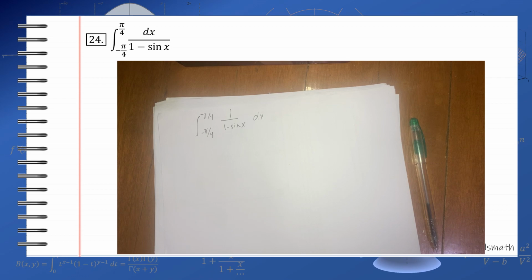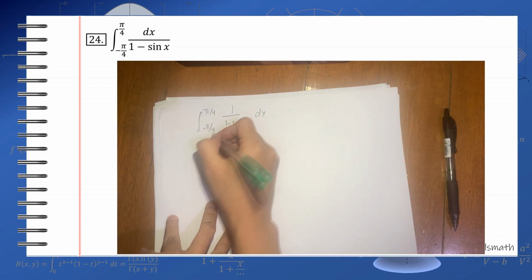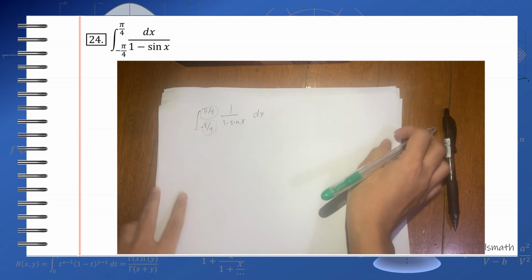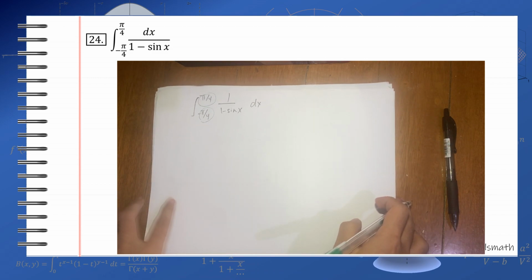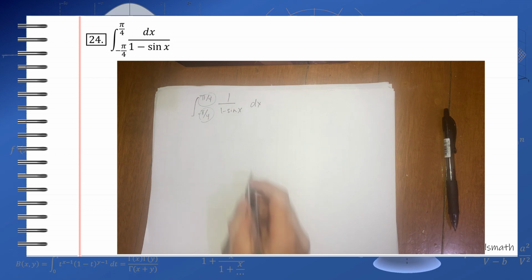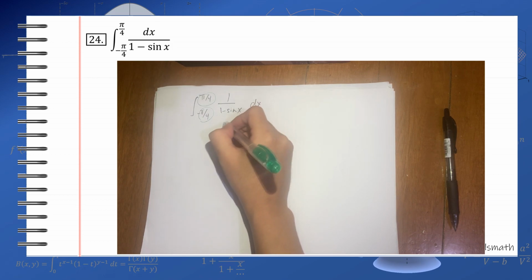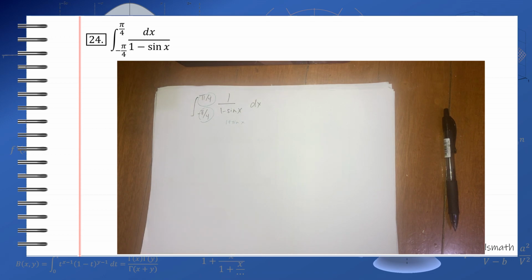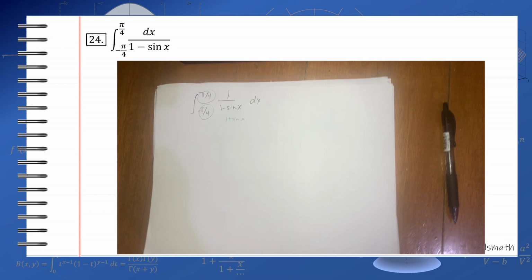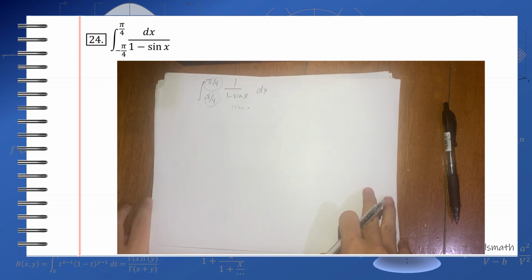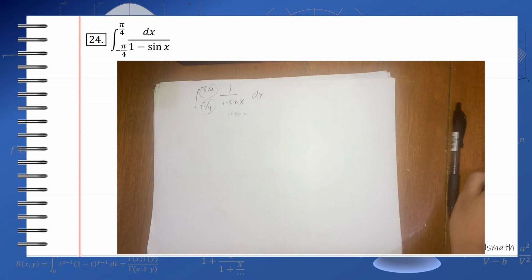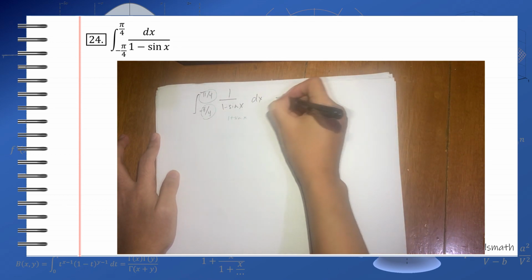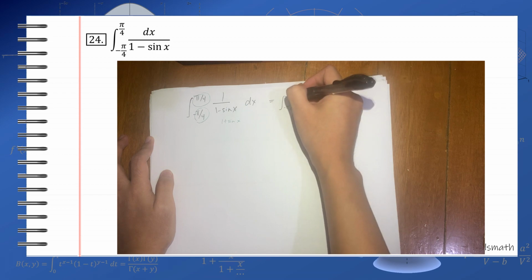Okay, you see, this is negative to positive. So the first thing you have to do is to check if the integral is odd or even. If you substitute negative x here, it becomes 1 plus sine x. Clearly, it's not odd and it's not even either. So we can't use that trick. So what we do is, we multiply by the conjugate, which is 1 plus sine x.